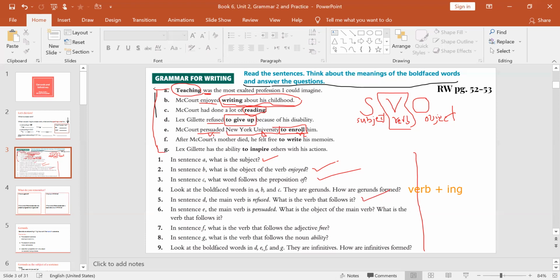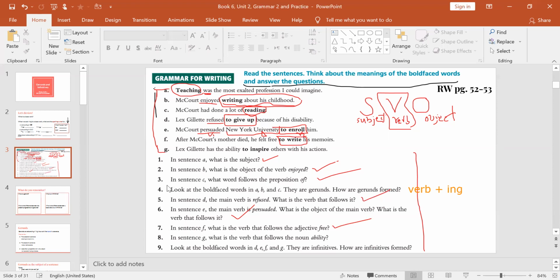7. In sentence F, what is the verb that follows the adjective free? F reads, after McCourt's mother died, he felt free to write his memoirs. So the verb, as you already have noted, is to write. Good job.